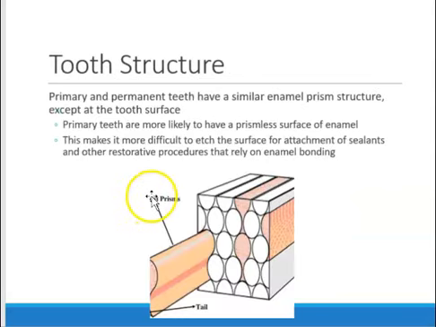Another thing to note is that the primary teeth and the permanent teeth have a similar enamel prism structure. So this is your enamel. If you look at it microscopically, it has prisms. This is an enamel rod or an enamel prism, and it has a head and a tail. With the primary teeth, if you look at the top surface of the enamel, it's more prism-less. It doesn't have that many prisms. So there are fewer prisms just on the surface of the enamel, but the pattern and structure are the same, except at the very top of the teeth.